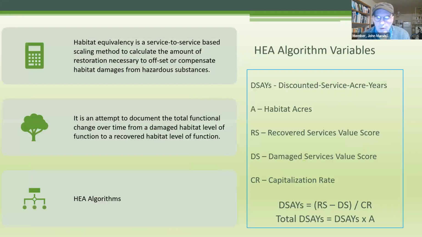This is really the formula that's used. Basically, you can see at the bottom right, you're taking that resource recovered service, and you're subtracting the damaged service from that, and you're dividing that by that rate, and that gives you the credit or the debit. And then you multiply that by whatever acreage is involved to get a total value for those credits or debits.